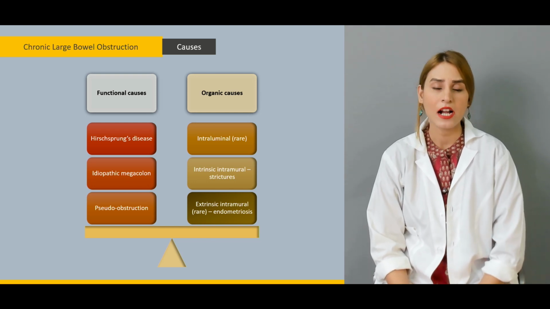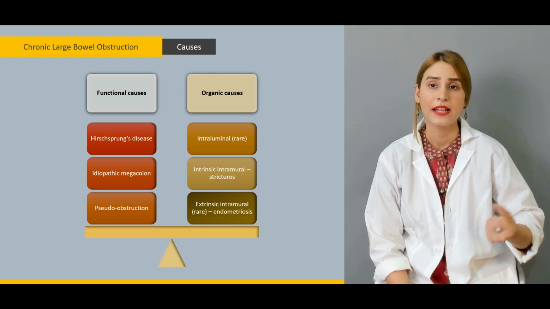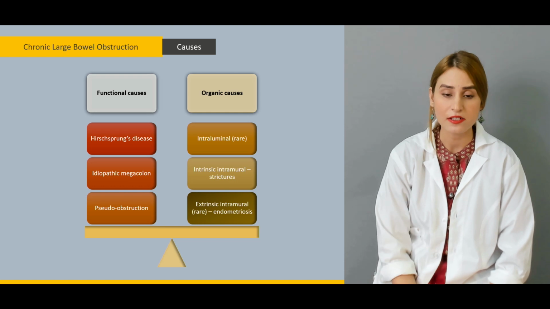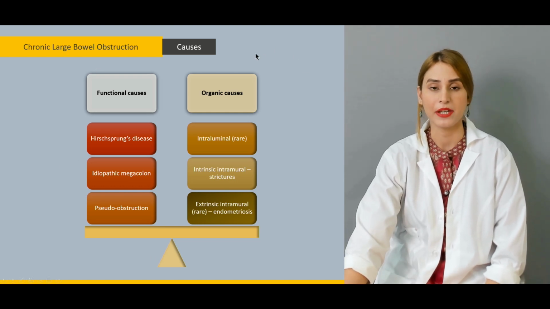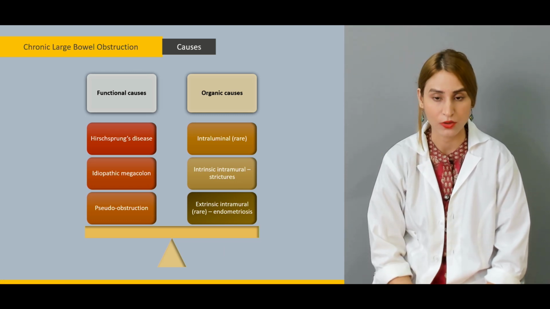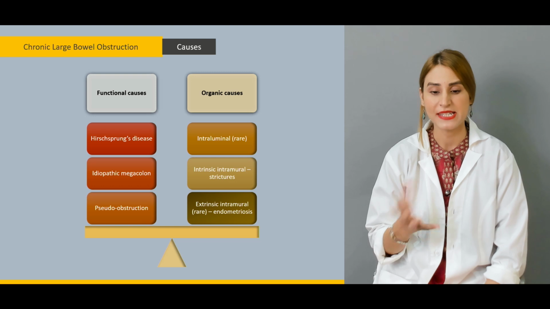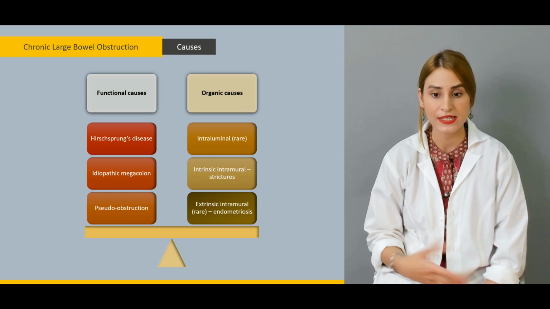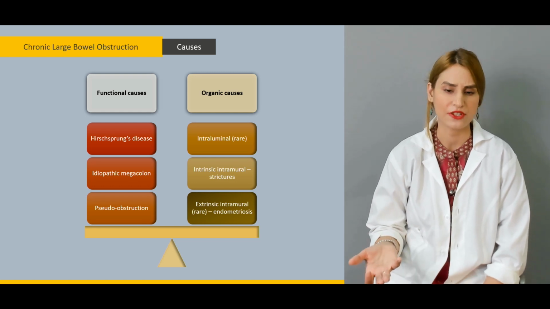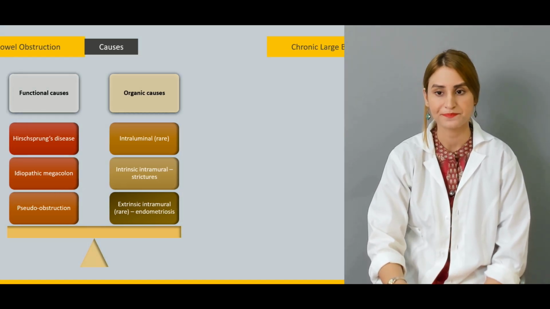In case of the acute large bowel obstruction, the causes are the volvulus or the intussusceptions involving any part. But in case of the chronic large bowel obstruction, there can be functional causes and organic causes. Functional causes are pseudo-obstruction, Hirschsprung disease, or idiopathic megacolon. Organic causes include extrinsic, which are basically ovarian cancers or endometriosis. Intrinsic intramural involves strictures, and intraluminal, like fecal impaction. In intrinsic intramural, there can be carcinomas as well.